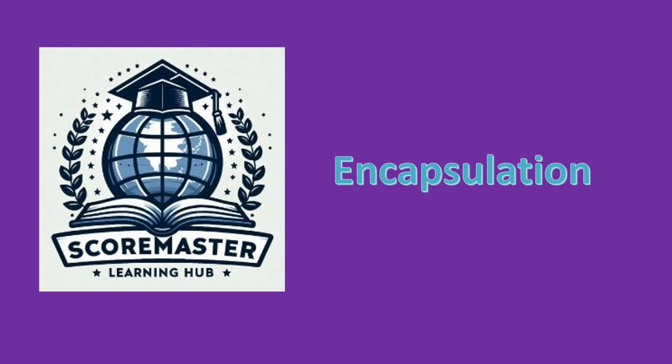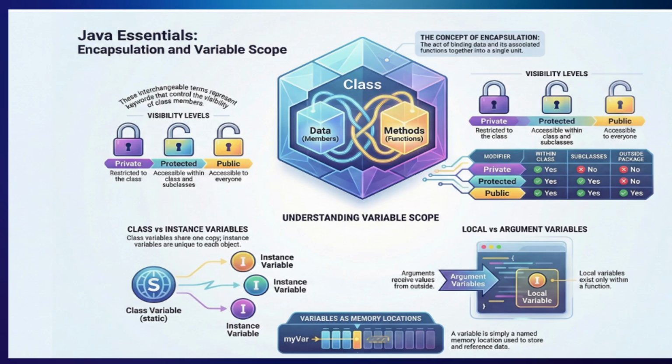Encapsulation in Java. Encapsulation bundles data, variables, and methods inside a class and controls access using visibility levels. Private, only within the class. Protected, class plus subclasses. And public, accessible everywhere. This protects data and improves program security.